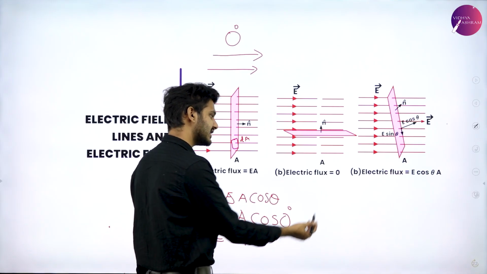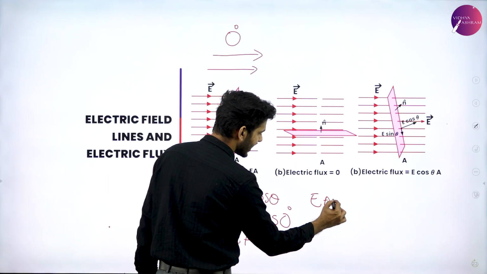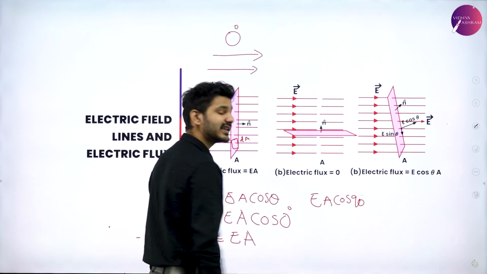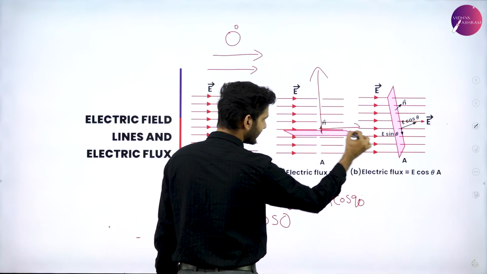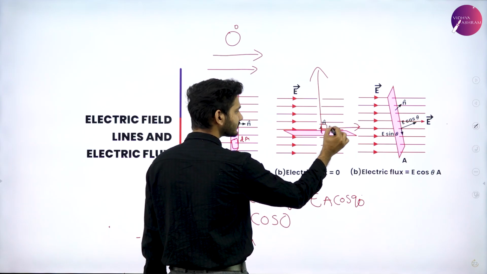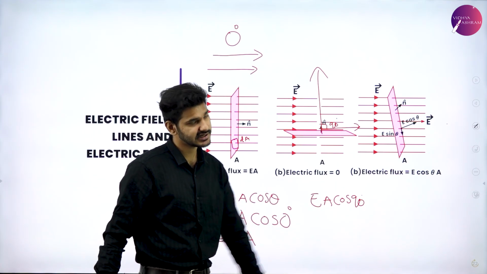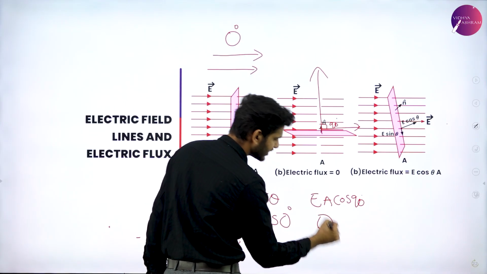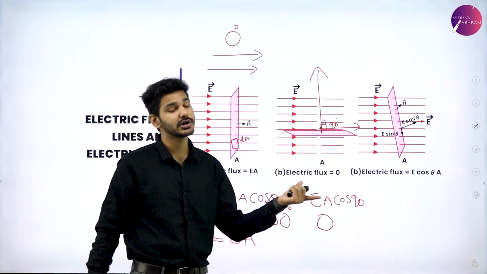And just like that, here it is cos 90 degrees. E A cos 90. Why is it 90? Because the angle between the normal and the electric field is 90 degrees. That is why E A cos 90. And cos 90 is simply 0. So this is 0, which means that there is no flux present in that particular area.